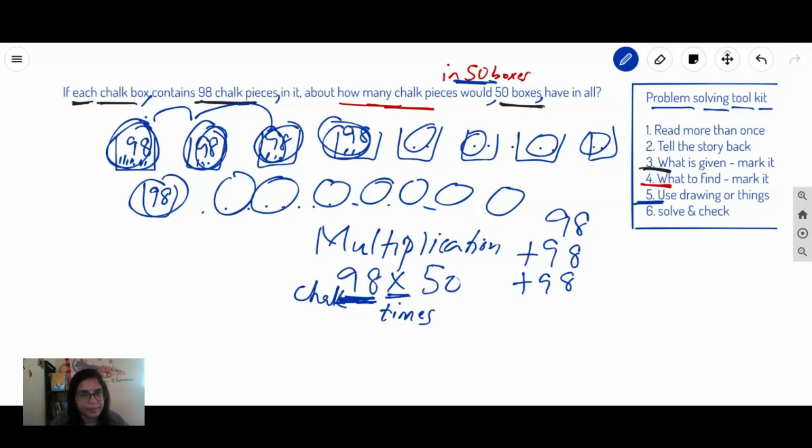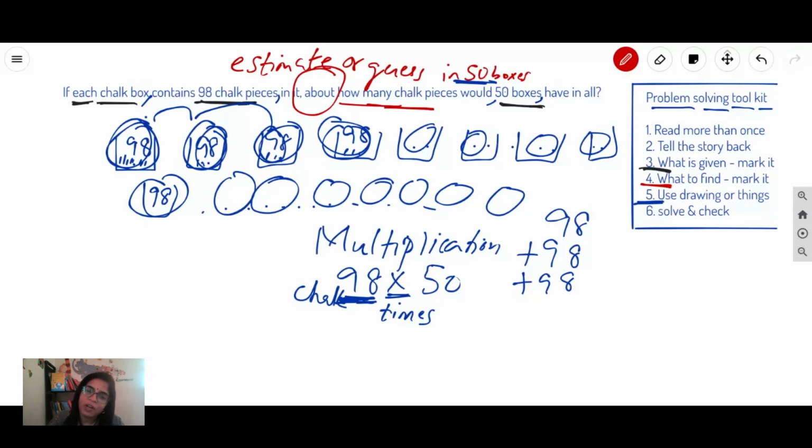So I'll do it. Now we missed reading some word. What is that word? Here it says about. They are not asking us for the exact answer. They're asking about. About is used when we have to estimate or guess the answer. What do we mean by estimate or guess? We don't have to do the actual calculation.